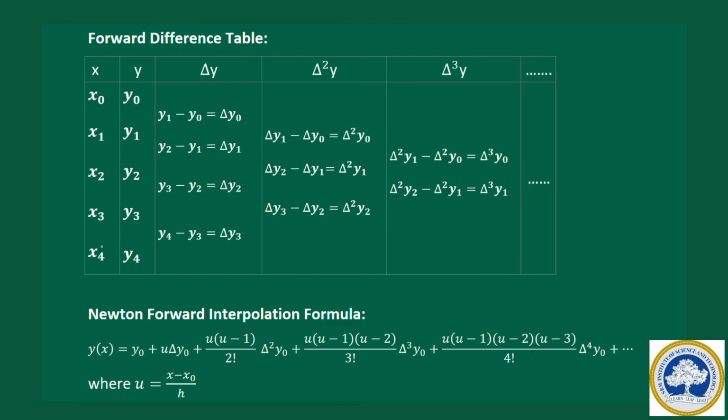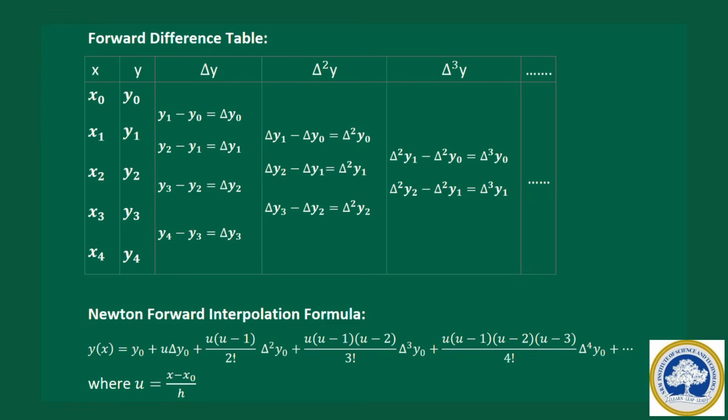Since we are dealing with equal intervals, the difference between x0, x1, x1, x2, x2, x3, x3, x4, everything will be the same. Okay, so h will have the same value, that is the common difference of x. That will be taken from the question, and x0 is the very first value of the given data, and x means the value for which we have to calculate the value of y, that will be asked in the question itself.